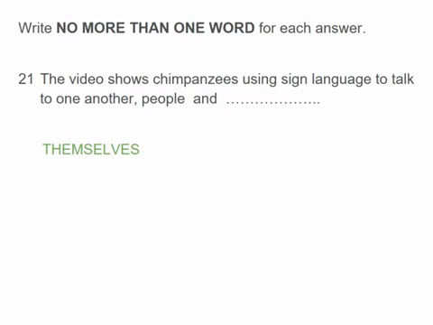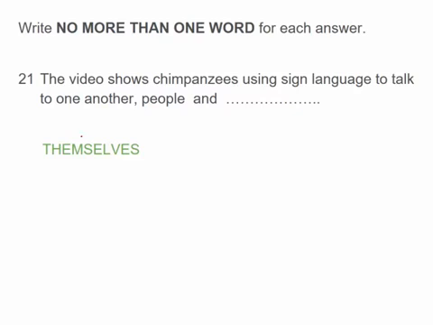The video shows chimpanzees using sign language to talk about one another, people, and themselves as the answer. This is where we get that answer. The video we just watched shows chimpanzees responding to a human language, American Sign Language, and also using it. Talking to humans, talking to each other. You even see them talking to themselves.